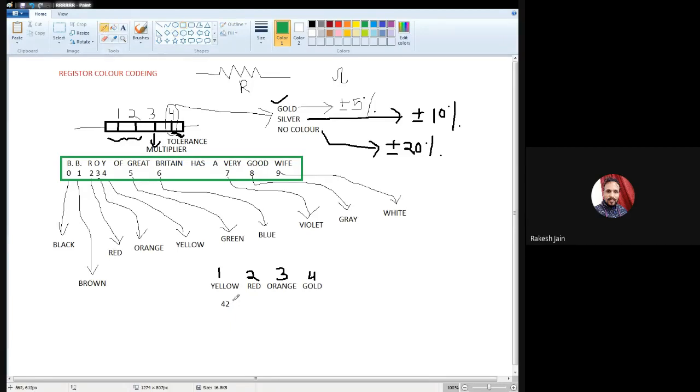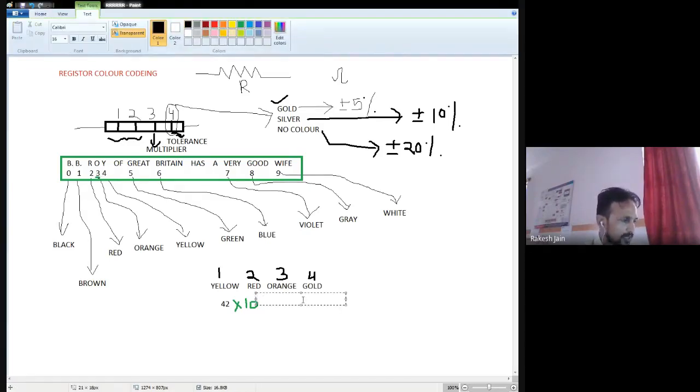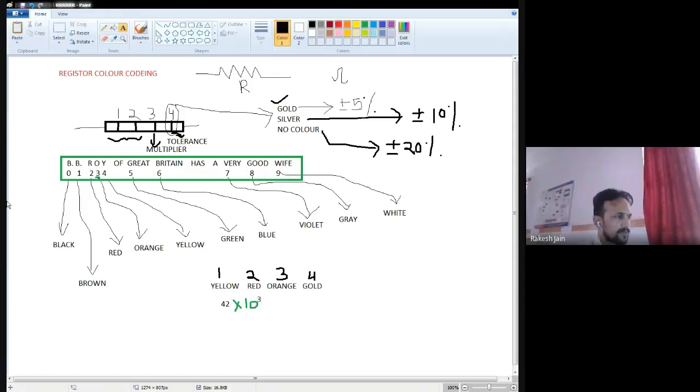Then whatever the third color is, always write it as a power of 10, multiplied by a power of 10. What is the third color? That is orange. Where is the position of orange? Orange position is 3. So I write down 10 to the power 3. Then the last one is gold. I know that gold tolerance is plus minus 5%. So this value is 42,000 ohm plus minus 5%.